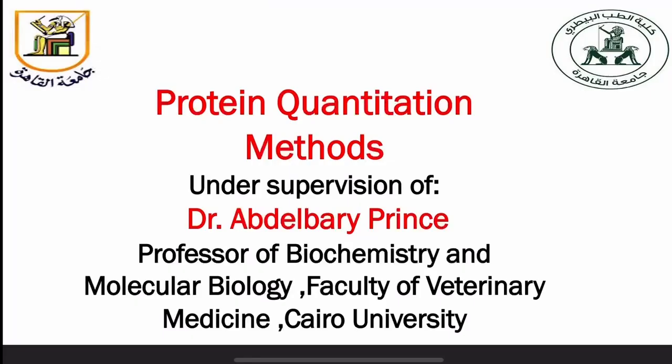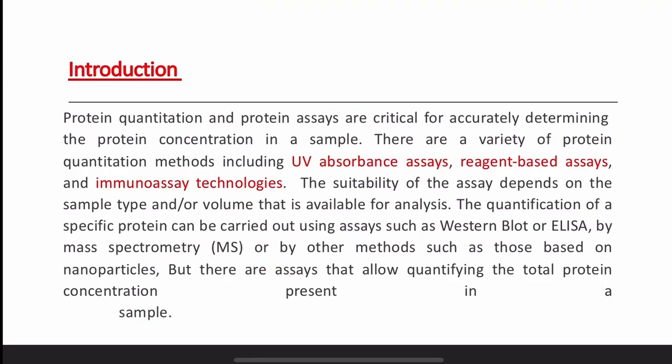في البداية هنقول introduction سريعة توضح لنا إن في variety في الأسايز الخاصة بقياس البروتين concentration in a sample. في methods بتعتمد على ال UV absorbance. في methods البيز بتاعها بيكون reagent معين and there are immunoassay technologies. The suitability of the assay depends on the sample volume and or the sample type that is available for analysis.